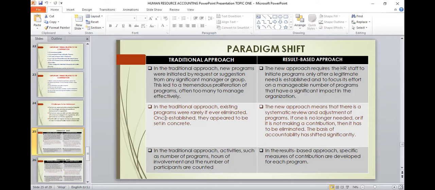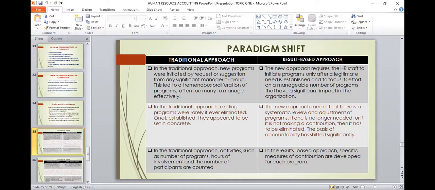Another aspect that we have to consider is that the traditional approach created programs that could not be eliminated. The existing programs could not be eliminated. In other words, some of them appear to be permanent. Whether they were contributing or not contributing, they were concrete, and we could never do without them.